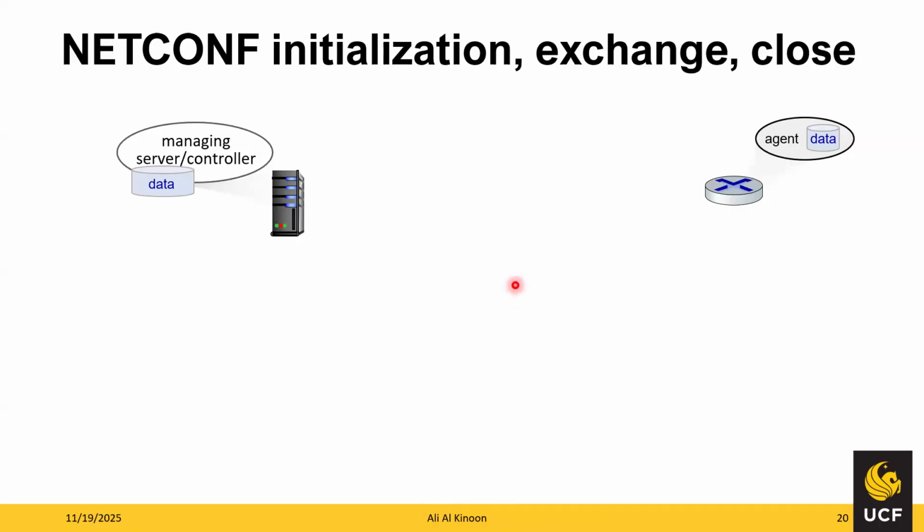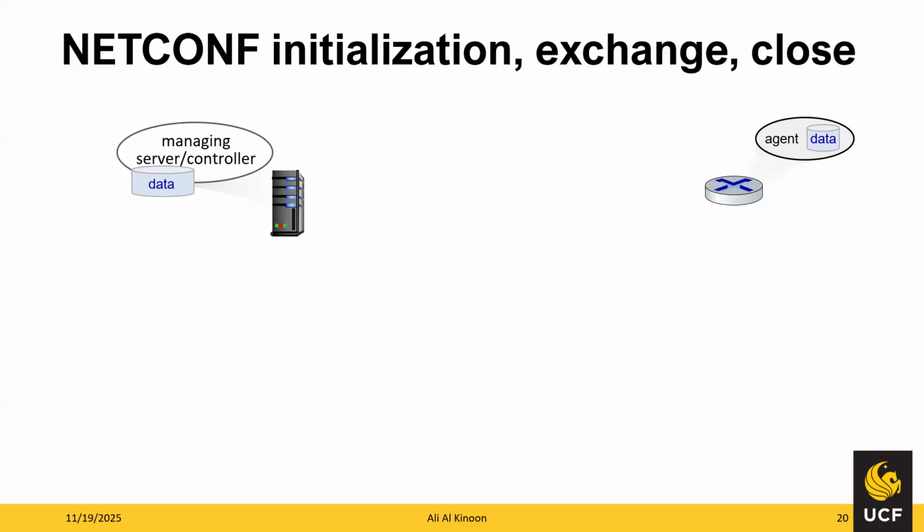So this diagram shows the basic initialization, message exchange, and close between the server on the left, which is going to be the managing server, and the devices that have agents that have an overview of the data. Now, keep in mind, it's similar to HTTP/2 or the newer, advanced HTTP versions, where the sessions are persistent, meaning that it is not closed until all exchanges happen, and a session must be established first.